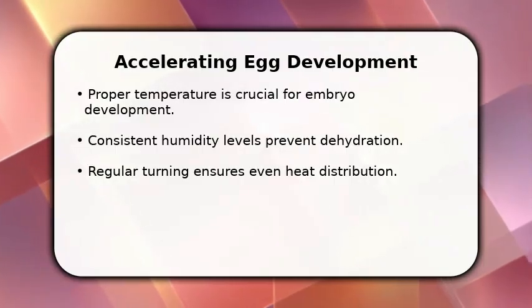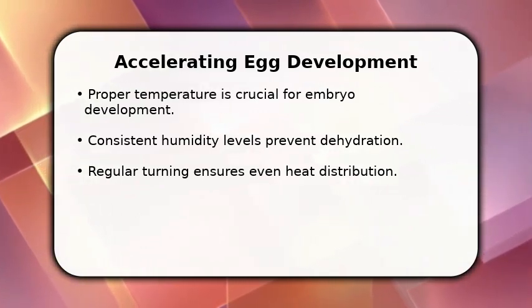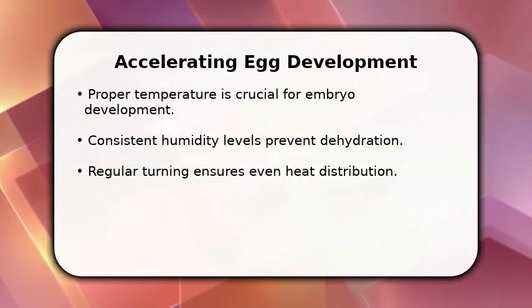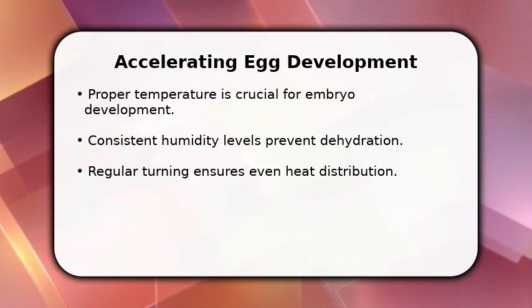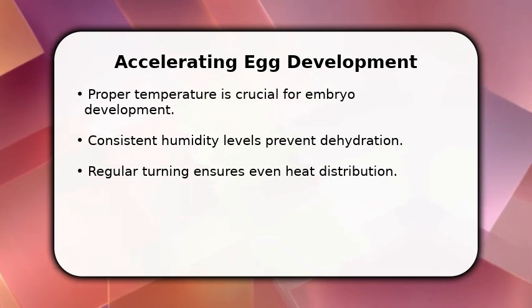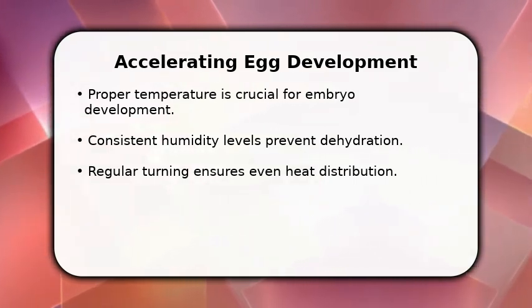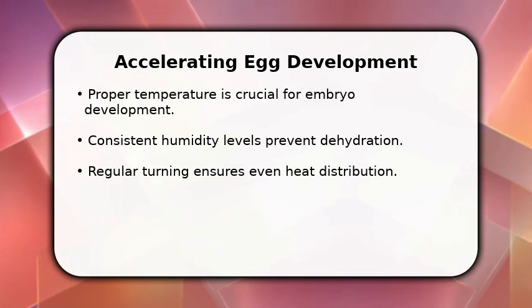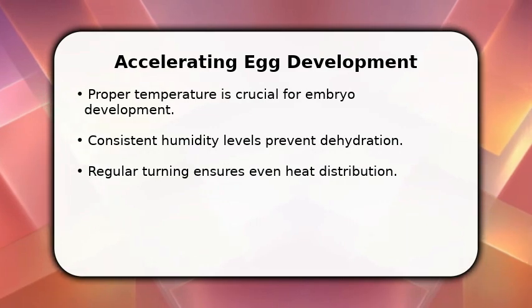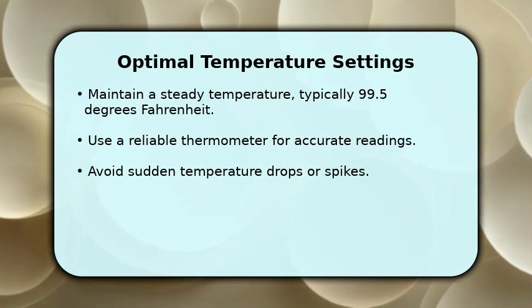In this video, I will explain how to accelerate egg development. To begin, maintaining a stable temperature is paramount for successful embryo growth. Fluctuations can significantly slow down or even halt development. Next, consistent humidity levels are essential to prevent the egg from drying out, which is a common issue. Finally, regular turning of the eggs ensures the embryo doesn't stick to the shell and receives even heat, promoting faster, healthier development.